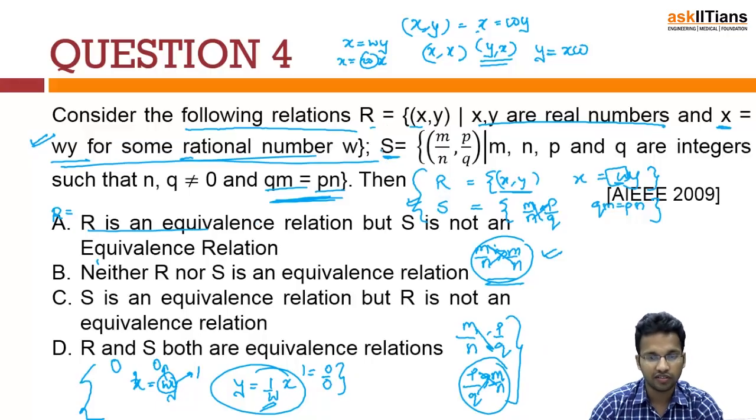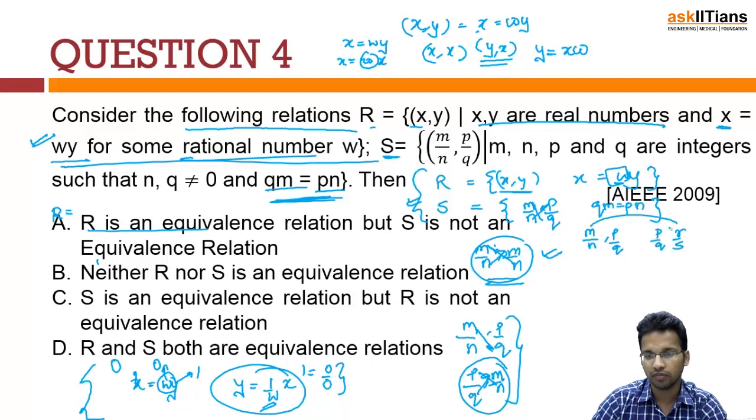Now similarly you can check for transitive. For transitive, what you need to do? You need to consider two pairs like m/n and p/q. Now p/q is related to some r/s, so it means this should be related to this one. So basically, from the first relation you will have mq equal to pn. From the second relation you will have ps equal to qr.